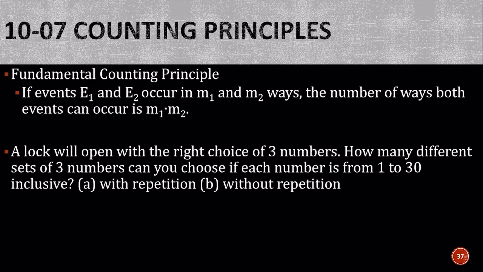For example, a lock will open with the right choice of 3 numbers. How many different sets of 3 numbers can you choose if each number is from 1 to 30, inclusive, so it includes 1 and 30? Part A, with repetition.